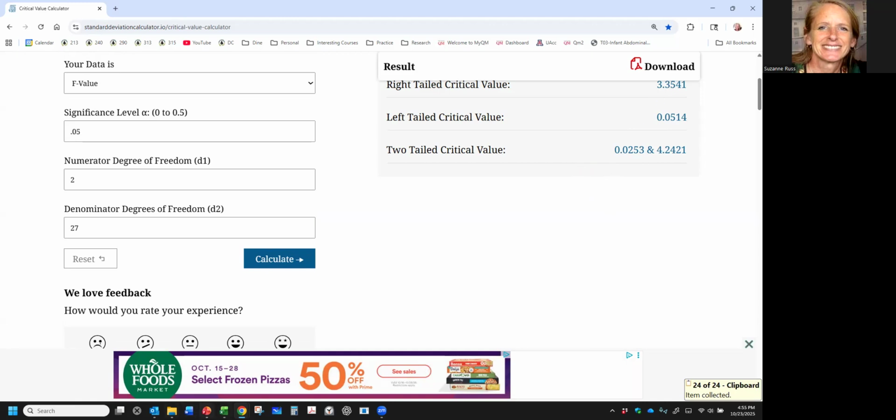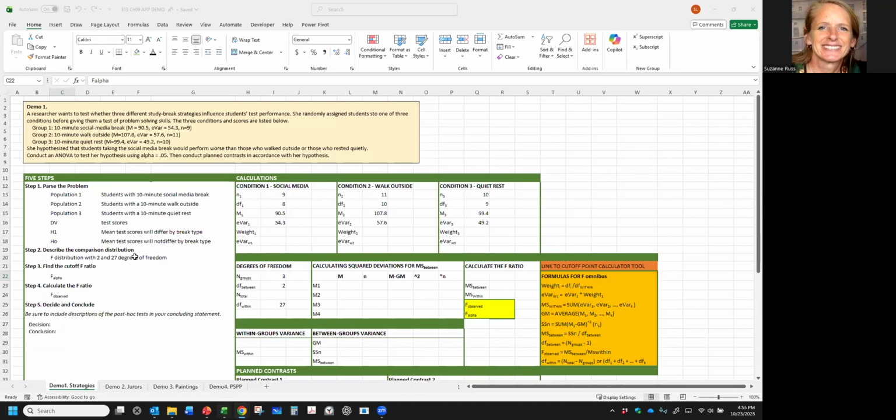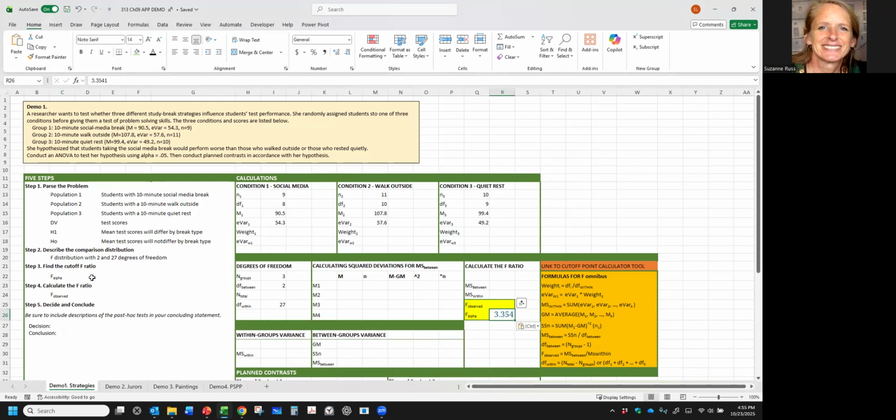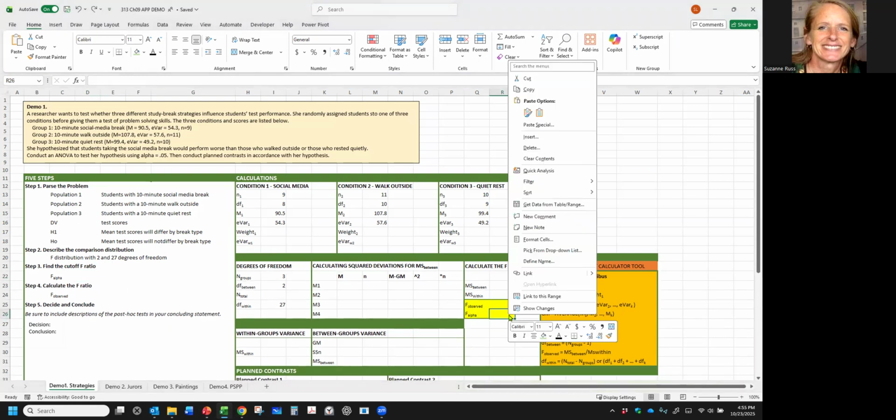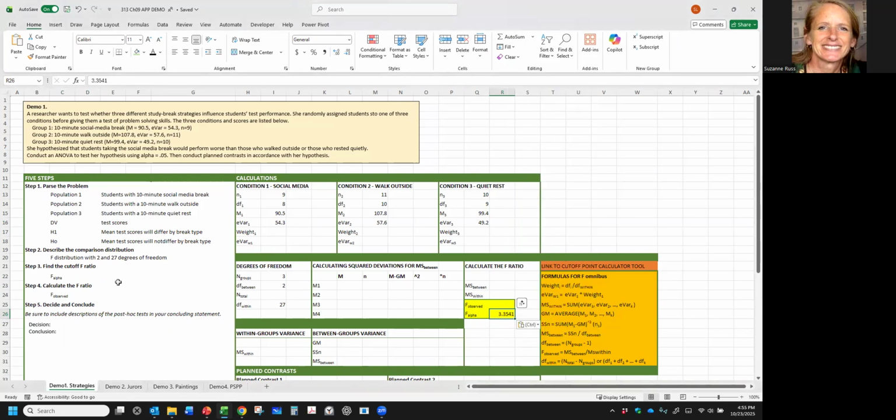So we'll grab this number. 3.3541 is our cutoff point. I'm going to put this right here and also right here. So that's going to be our cutoff point. Let me preserve the formatting here. I'm going to just use this so we preserve the nice formatting. I don't know why I care about that, but I always seem to like the formatting.